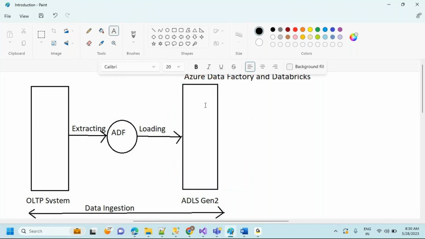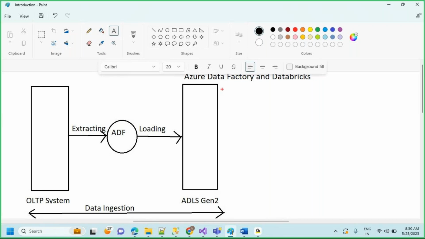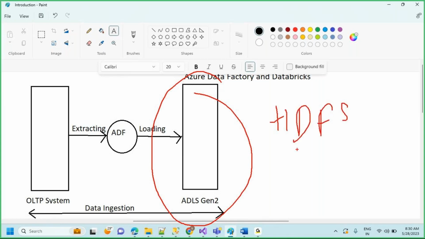And when you start reading data from Azure Data Lake Storage Gen 2, we can read in parallel. You have a distributed file system here. Maybe you're aware of HDFS, Hadoop Distributed File System. The same features we have in Azure Data Lake Storage Gen 2 also. So it is specifically designed for big data solutions. We can store a very huge volume of data, and we can provide the solution for big data.